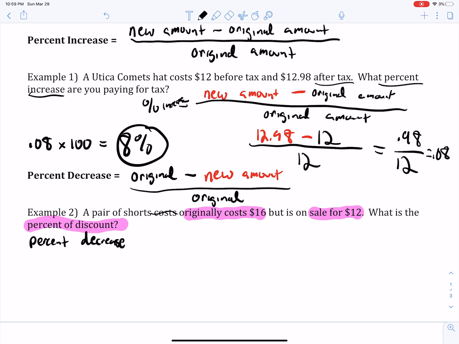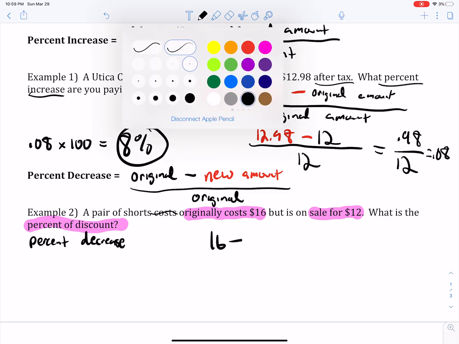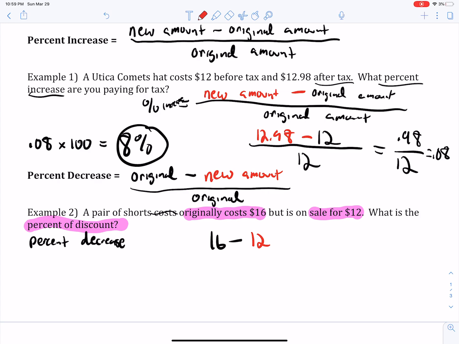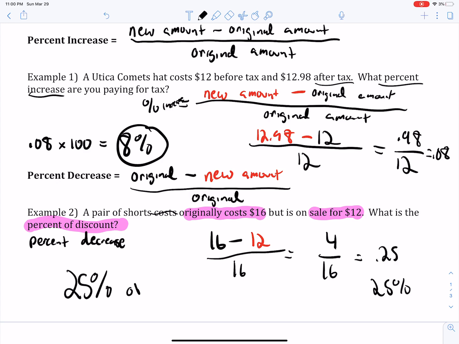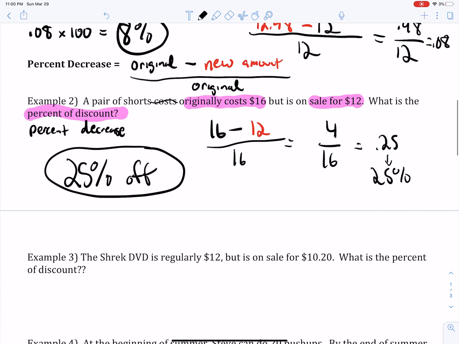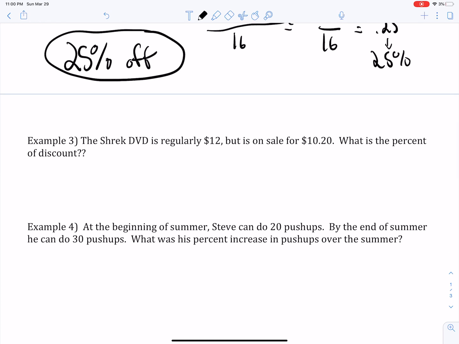So we'll use our formula. We're going to take the original, which is 16, minus the new amount, which is 12, and we're going to divide that by the original. So we'll get 4 over 16, and if you divide that, you'll get 0.25, and that's just 25%. So it was a 25% off discount. There you go. All right. Try 3 and 4 on your own, and then if you get those right, you'll be good for the assignment. If not, pay careful attention to how I go over them. So pause the video and give them a shot, guys.